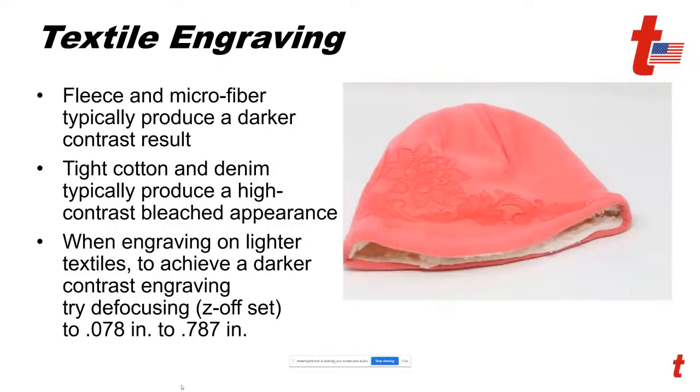But there are ways to kind of reduce any chance of fracturing or damage to the material, at least somewhat. When engraving lighter textiles to achieve darker contrast, you can try defocusing it, basically making the beam a little bit wider. And in some cases, that adjustment of the Z offset, making it a larger beam, will actually produce a darker effect, and it won't engrave as deep into the fabric.